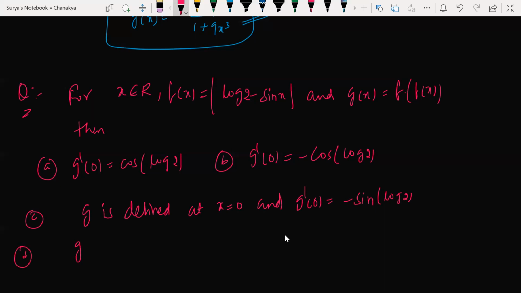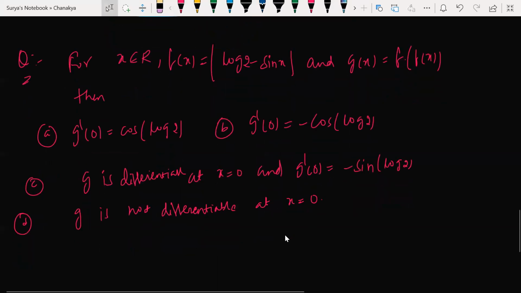Option D: g is not differentiable at x value 0. Okay. Now tell me the answer of this. This is a JEE 2016 question. Quick.